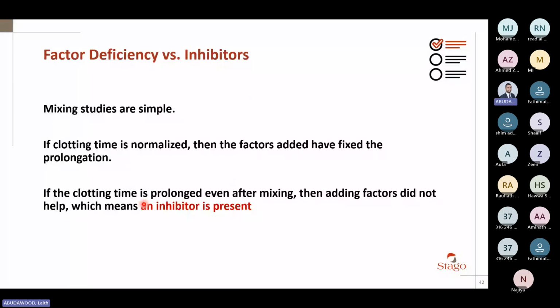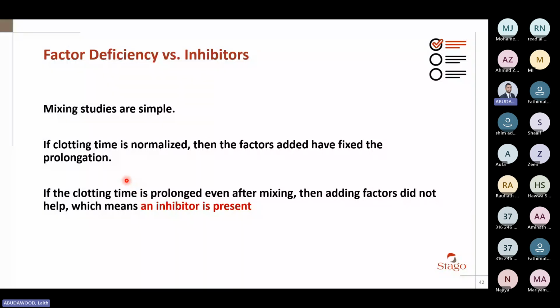So this is where your mixing studies come in. If you remember last time we said, if my PT is prolonged or my PTT is prolonged, first thing I do is I run a mixing study. Mixing study tells me one of two simple things. If the mixing study is corrected, then this means the reason for the prolongation in my PT or APTT was a missing factor. If the mixing study is still prolonged, I say most probably, and again, notice I said most probably, I did not say for certain, I have an inhibitor in the patient blood that's interfering with the assay and causing a prolongation with the mixing study.